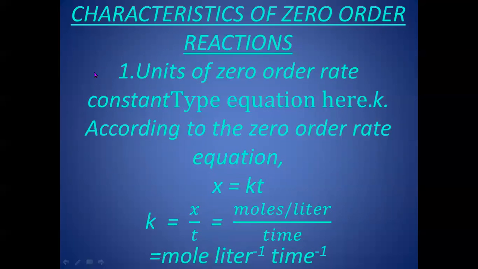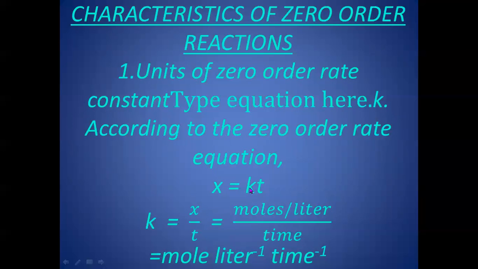In the characteristics, first let us find the units of the zero order rate constant. For that we have to take the equation which can be used to determine the units for a zero order reaction: x, that is concentration, is equal to k into t.